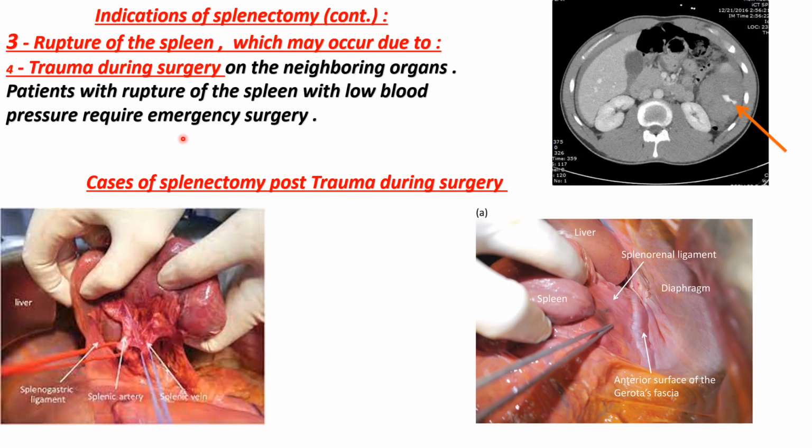The fourth subtype of rupture of the spleen is trauma during surgery on the neighboring organs. Patients with a rupture of the spleen with low blood pressure require emergency surgery. We are seeing here cases of splenectomy after trauma during surgery.